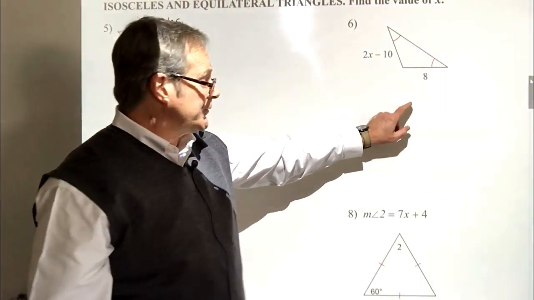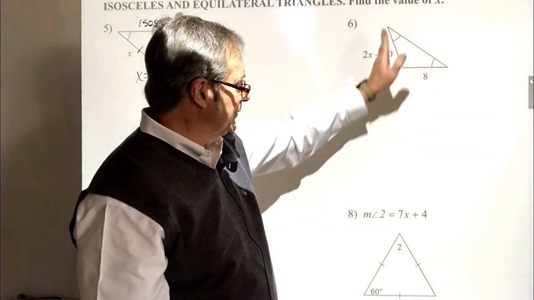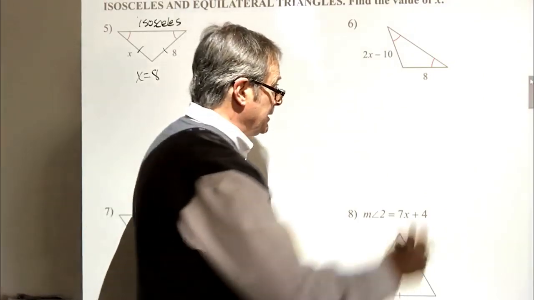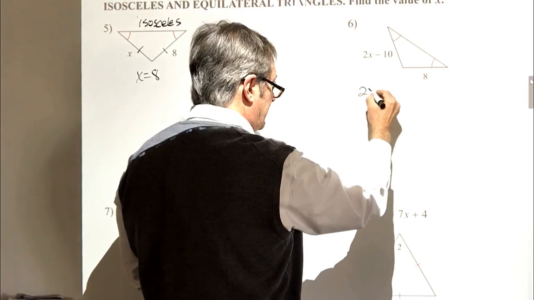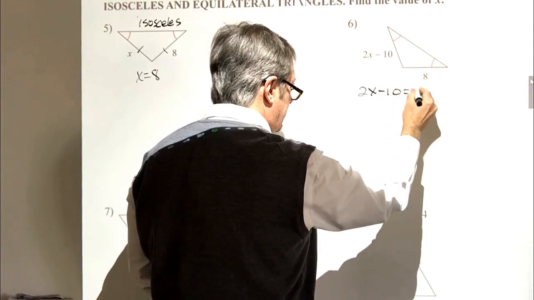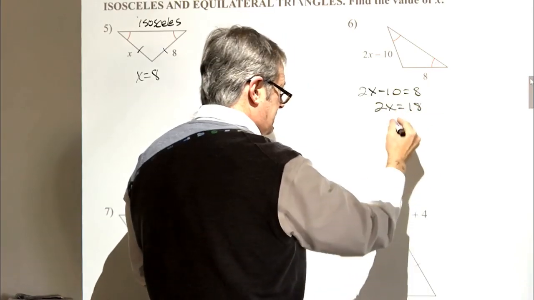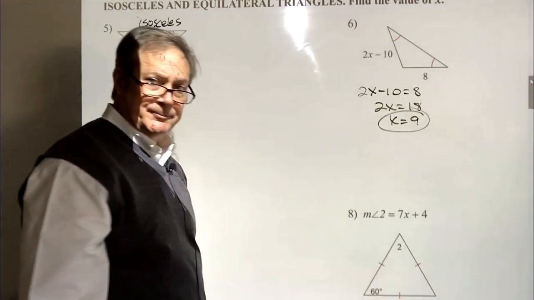Similarly, in number 6, because these two base angles are congruent, we know this is isosceles, therefore this side and that side are the same length. They're congruent. So if this side is 8, we know this side has to be 8. So we set 2x minus 10 equal to 8. Add 10 to both sides. Get 18, divide by 2, so x would equal 9.